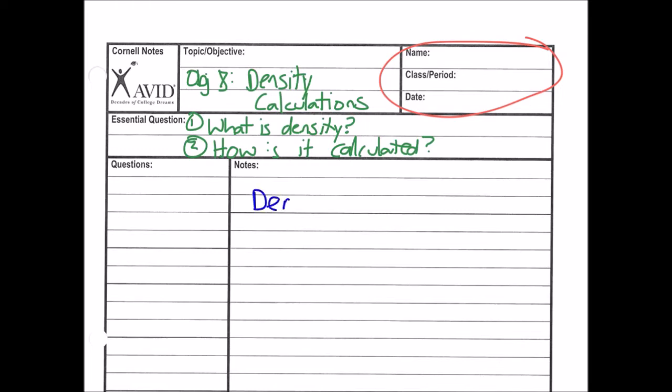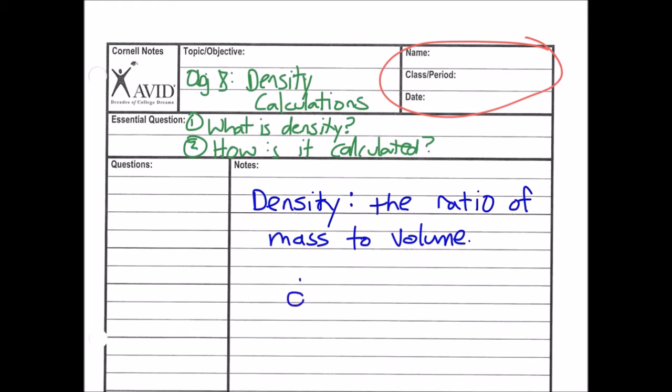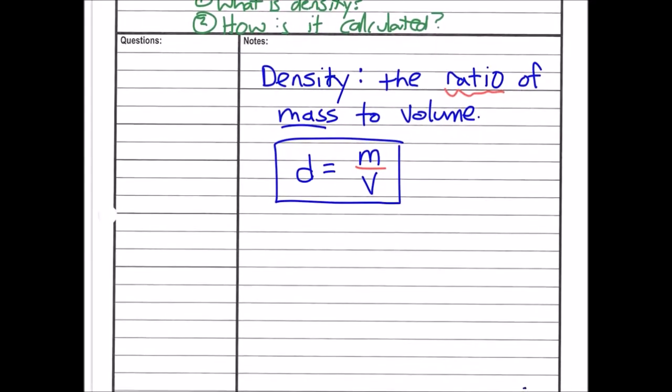Density is a property of matter. It is just something that every object has, and it is the ratio of mass to volume. For density we use the letter D. D is for density. In math class, when you hear the word ratio, you should think a fraction. That's what a ratio is. And in science class, M is mass and V is volume. So the equation to find density looks exactly like this: density is mass divided by volume. When we're talking about density calculations, that is the equation that we're going to use.